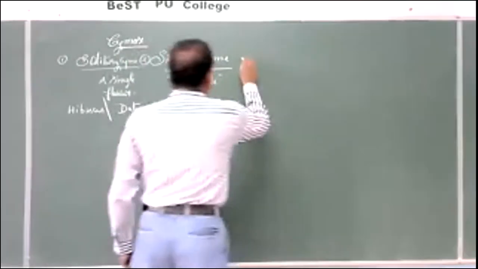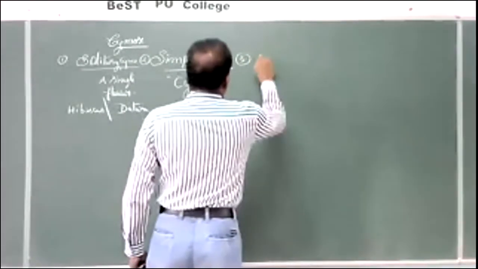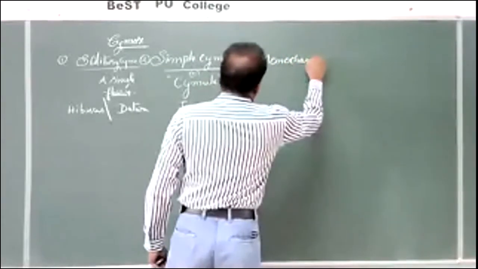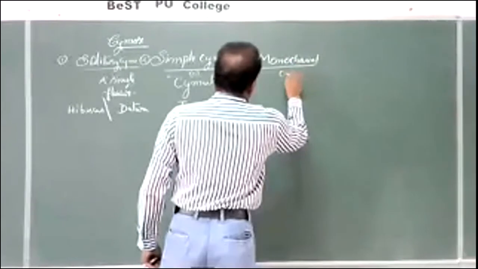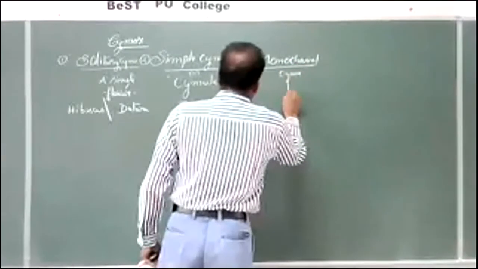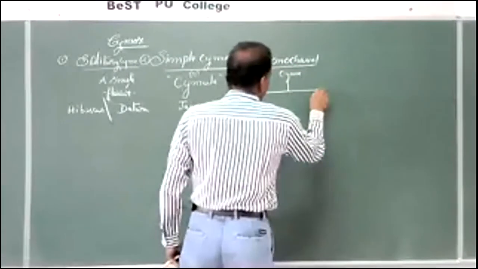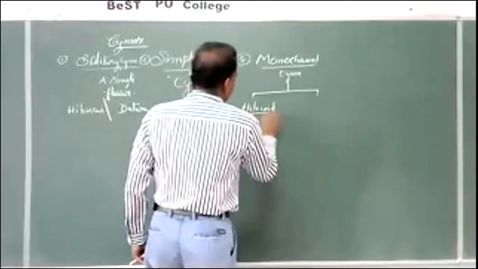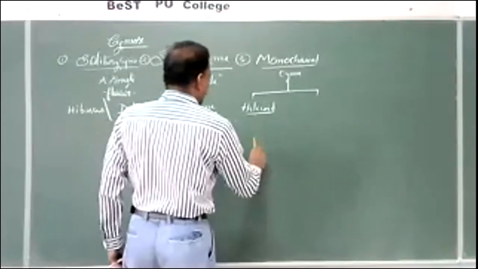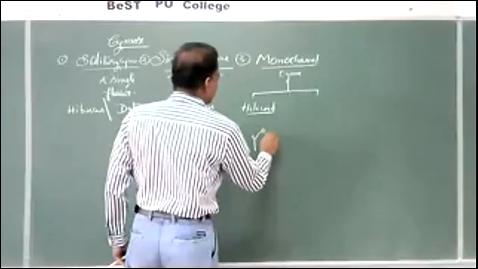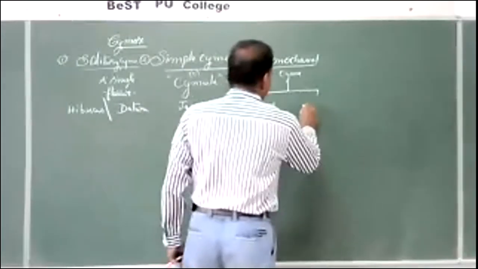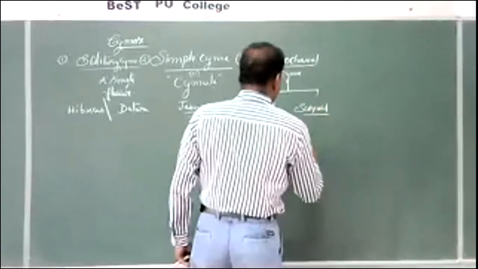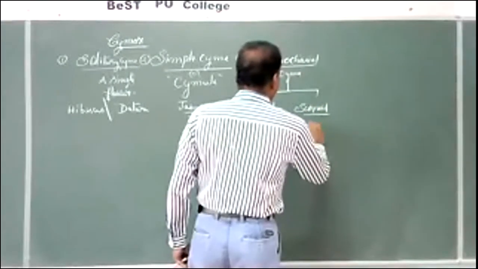After this, we have seen monocacial sign. It is again divided into helicoid, single flower on the same side, and scorpioid, single flower on different sides.